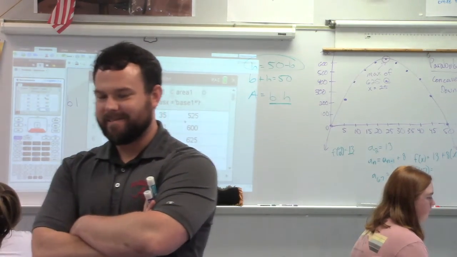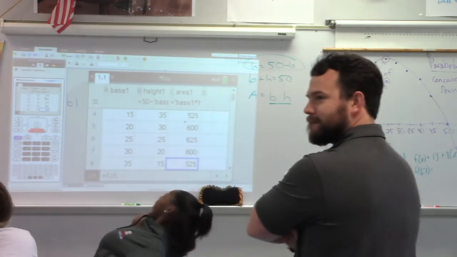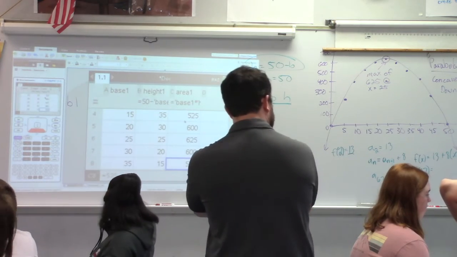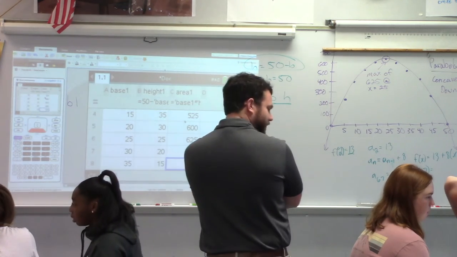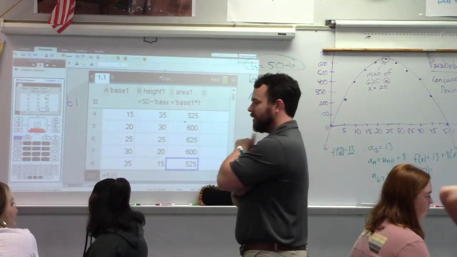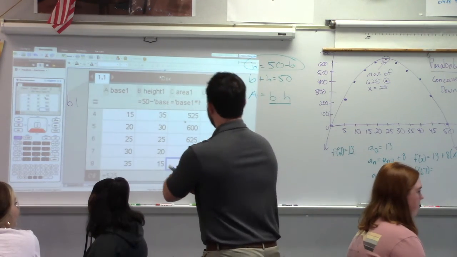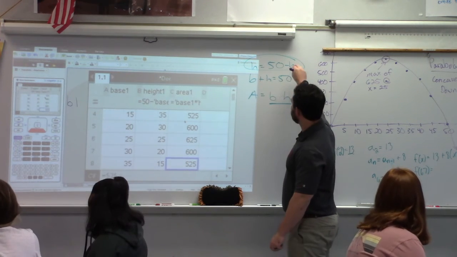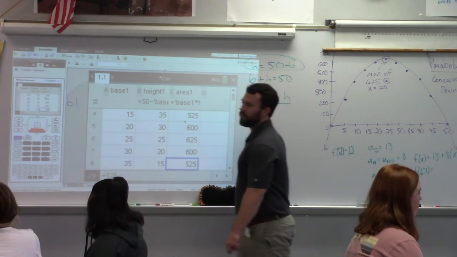I'm trying to think. So you said I think. Can you read the question again? Use h equals 50 minus b and area equals b times h. We want this equation to only have one variable. Okay. How can I use that equation to make this only one variable?